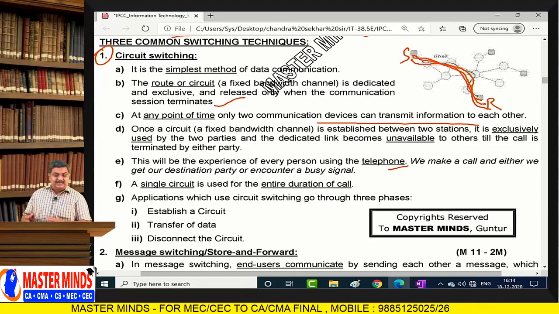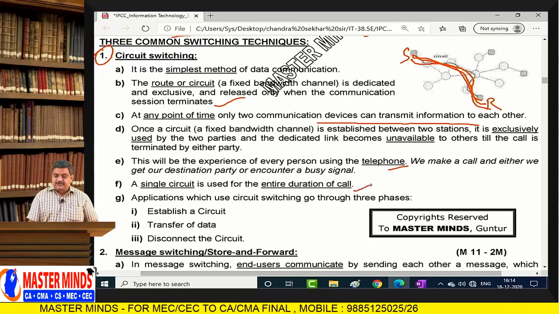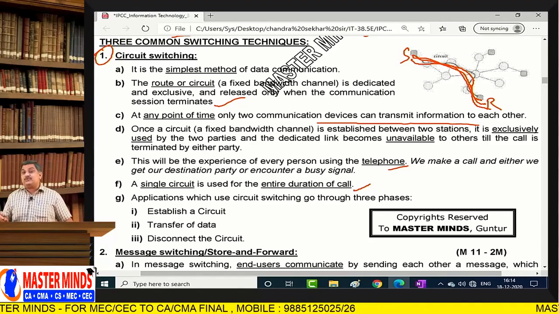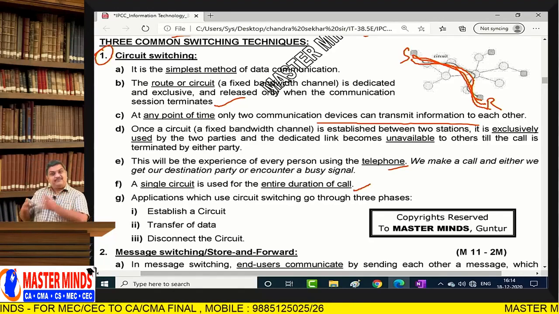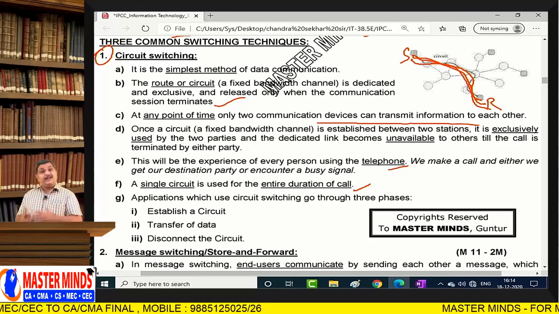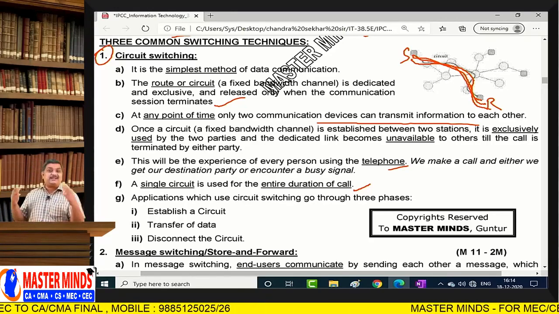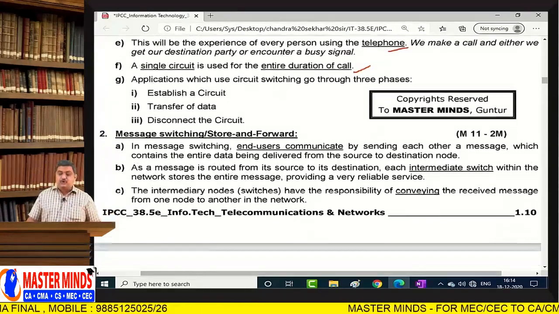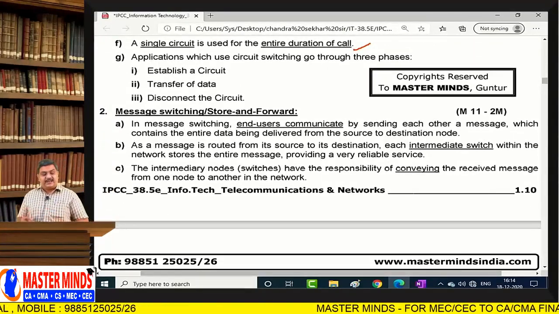Okay, and a single circuit is used for the entire duration of the call. That means one particular exclusive channel is dedicated, and that channel is used for the duration of the entire call. And applications which use circuit switching go through 3 phases. So how circuit switching happens?